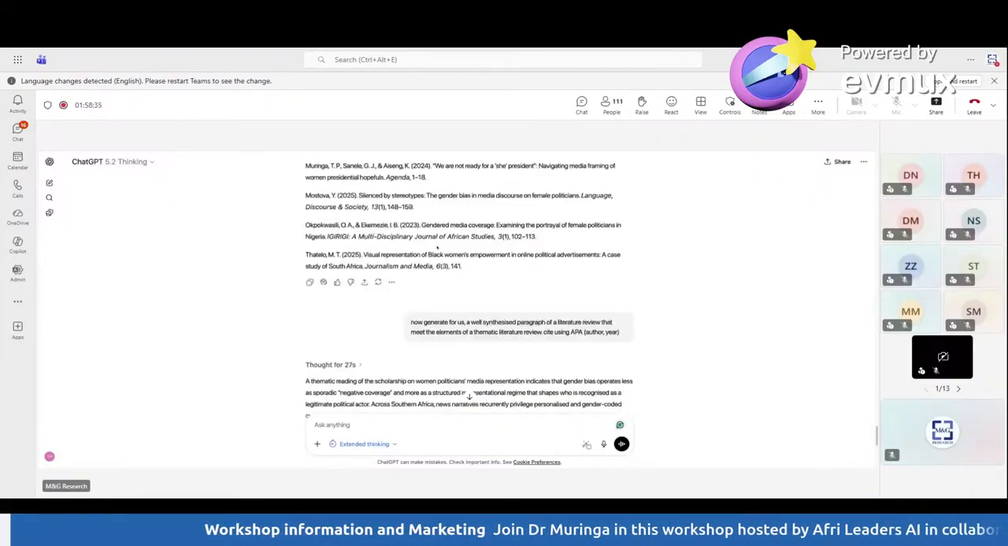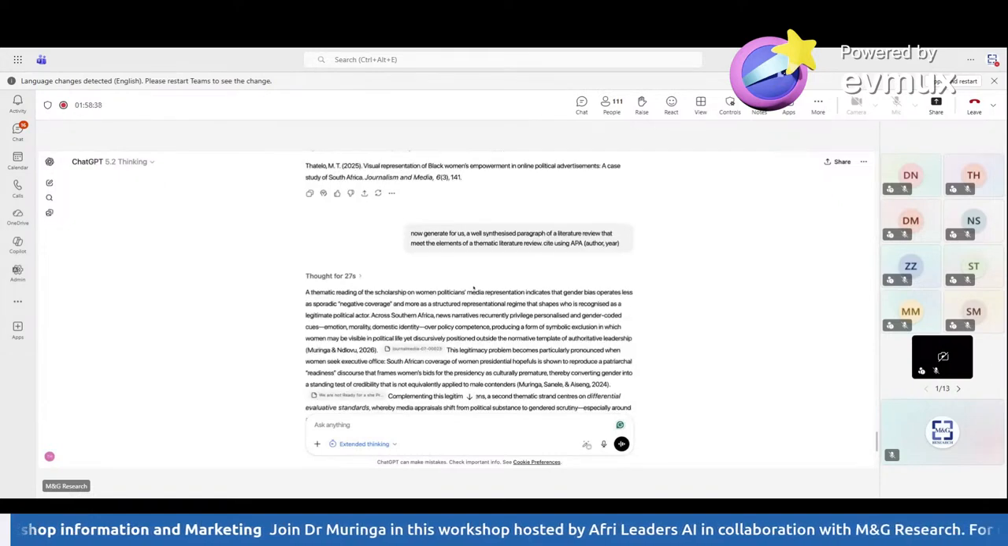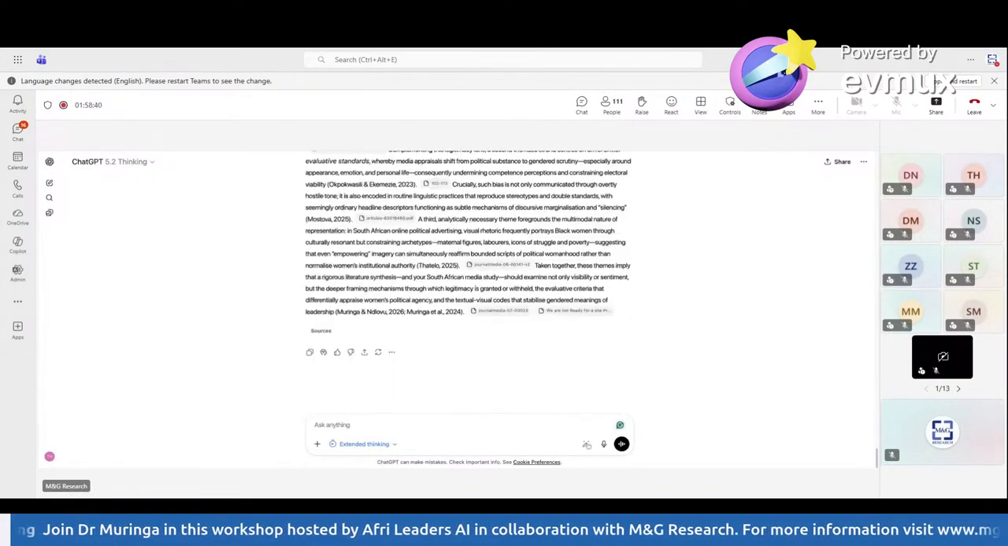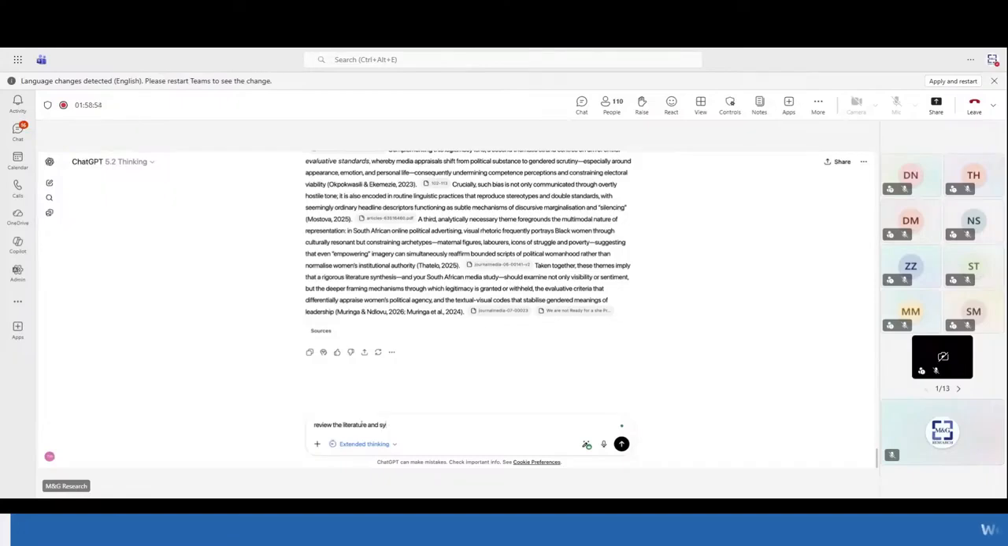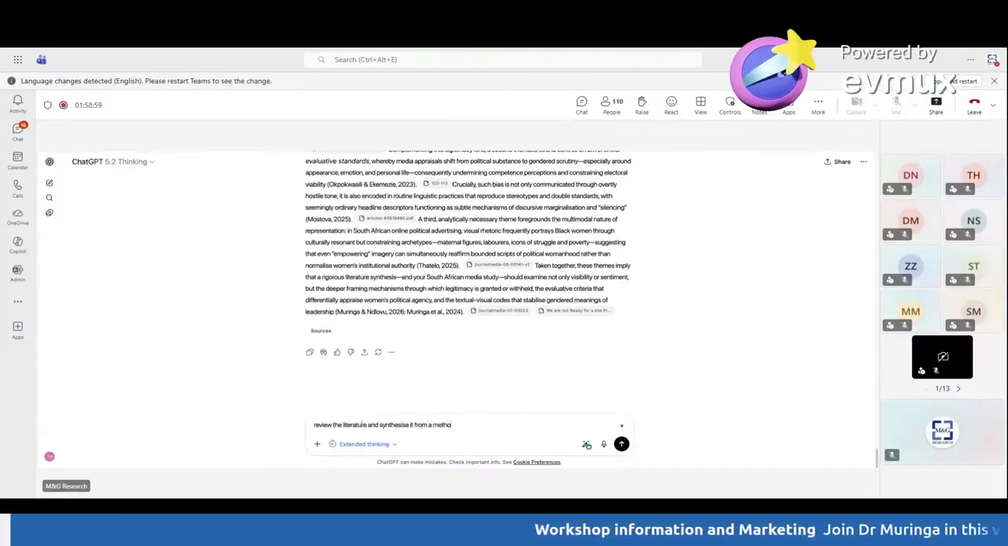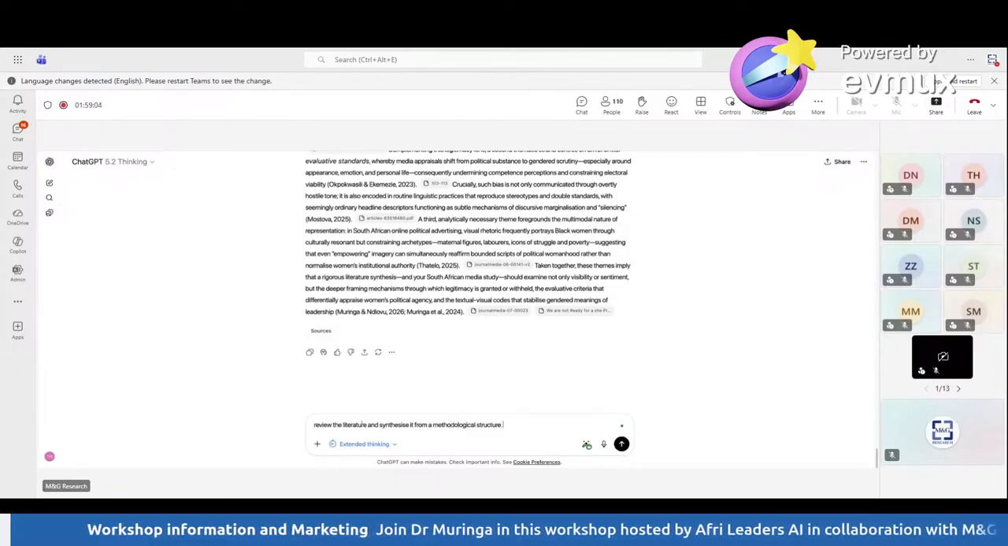And then we synthesize what those themes mean from a theoretical point of view, right? But we can also say, review the literature and synthesize it from a methodological structure, right? Let's see what we have and see the difference in terms of, this is the thematic one, right?